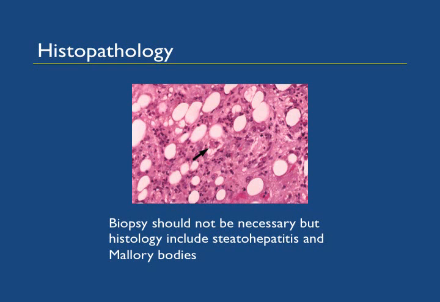Although I mentioned to you before that a biopsy should not be necessary, if you do a biopsy, the biopsy is characterized by, as I mentioned before, fat and inflammation causing steatohepatitis. But another characteristic part of alcoholic hepatitis is the presence of Mallory bodies. Mallory bodies are essentially microtubule conglomerates that occur in the dying hepatocyte.